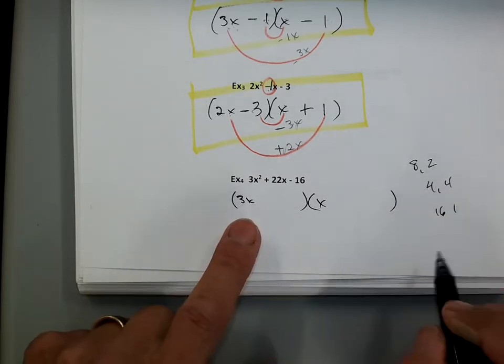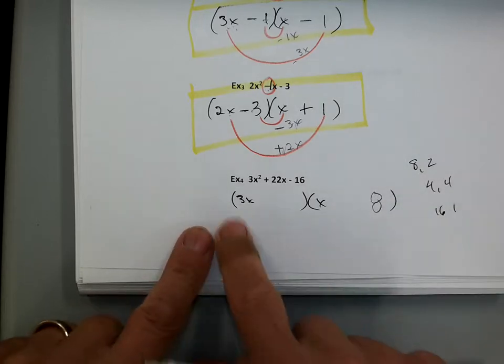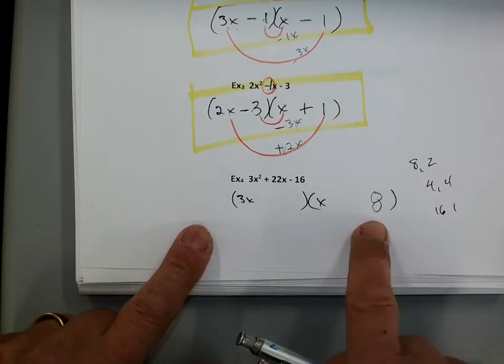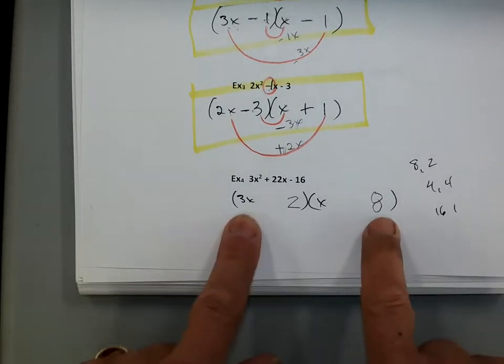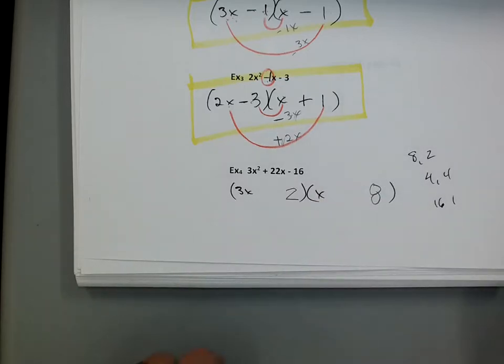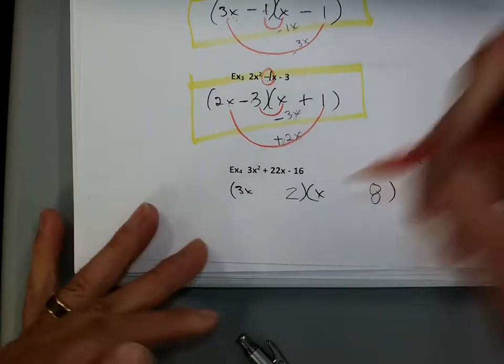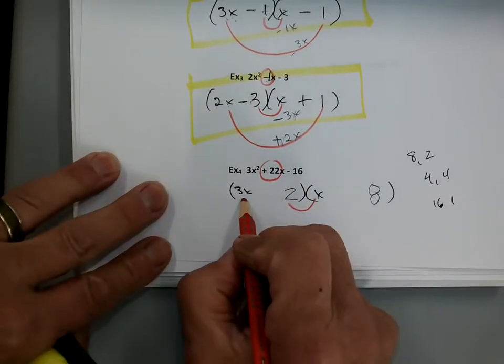Well, I think if I put the 8 here, that'll give me a 24, right? I think if I put the 2 here, I'll get a 24 and a 2. And I think I might be able to get it. Let's check my double smiley. I need to make a positive 22. Let me check my double smiley here to make sure it's correct.